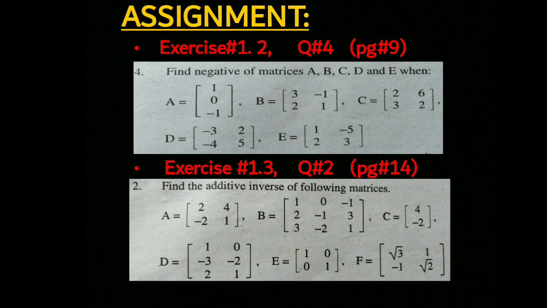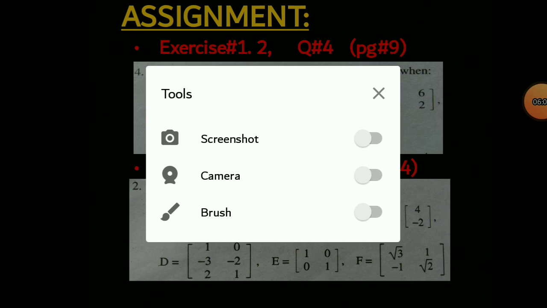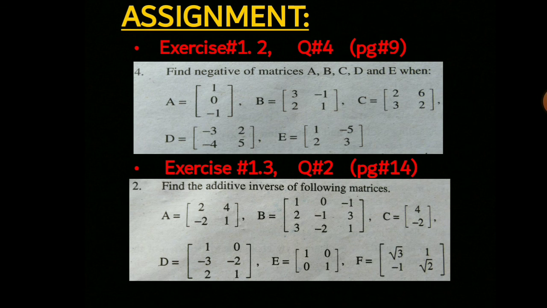Here is your today's assignment, in which you will be solving your book question. The first question is from the book exercise 1.2 from page number 9, in which you have to find negative of these matrices. In the next question you'll be finding additive inverse of the following matrices, and again you have learned in today's lecture.